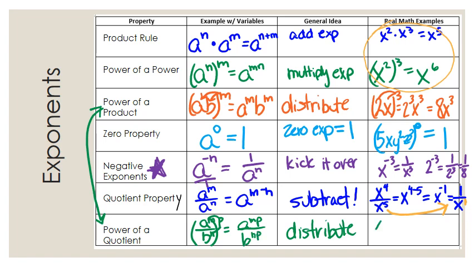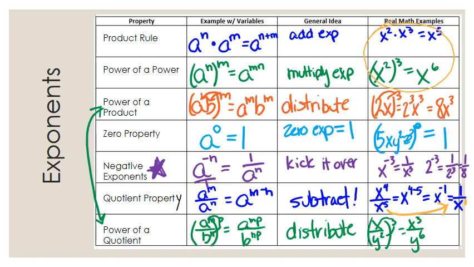So an example could be if I have x over y squared all to the third power. I distribute top and bottom. That gives me x to the third. That gives me y to the sixth. Because I have a power to a power, I'm going to multiply those.